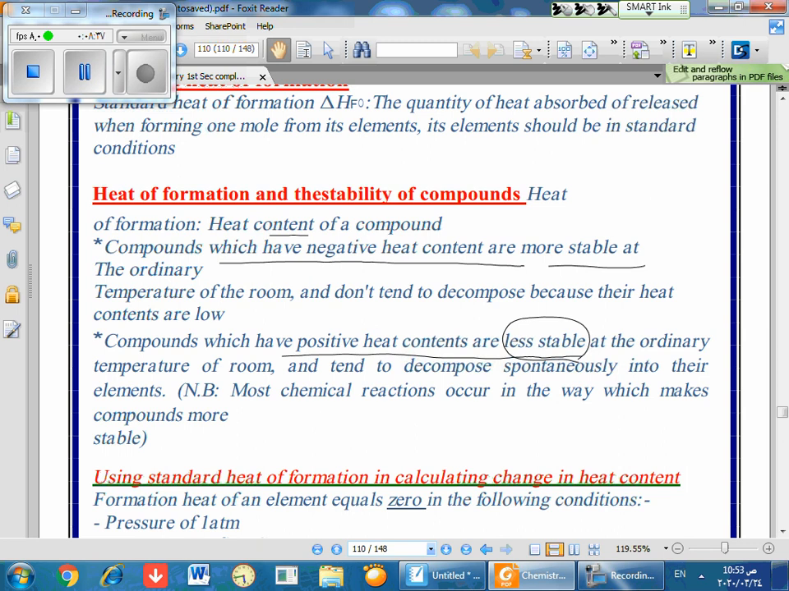Okay? If delta H of formation is negative, this means a stable compound. And when delta HF is negative, the higher the number, the more stable. For example, I have HF and HCl. HF delta H of formation equals negative 271.